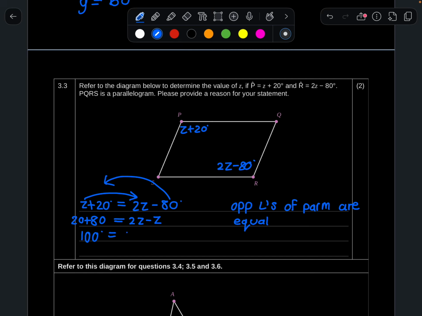2z minus z is just z. So z is 100 degrees. And that is our final answer. So you can see that is a thing where you have to know that opposite angles in a parallelogram are equal.